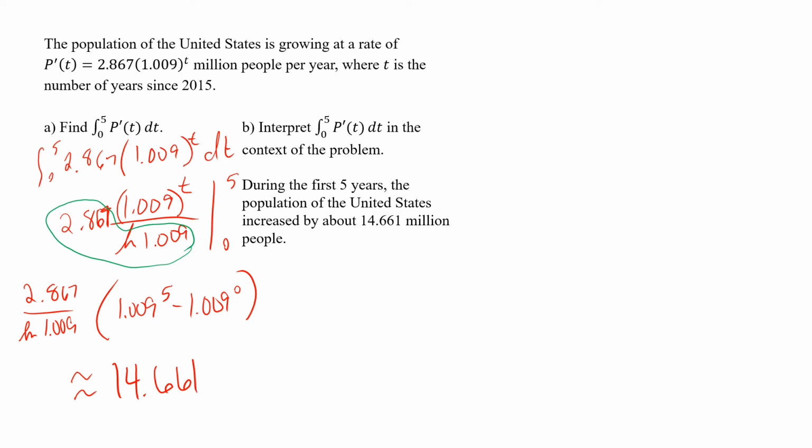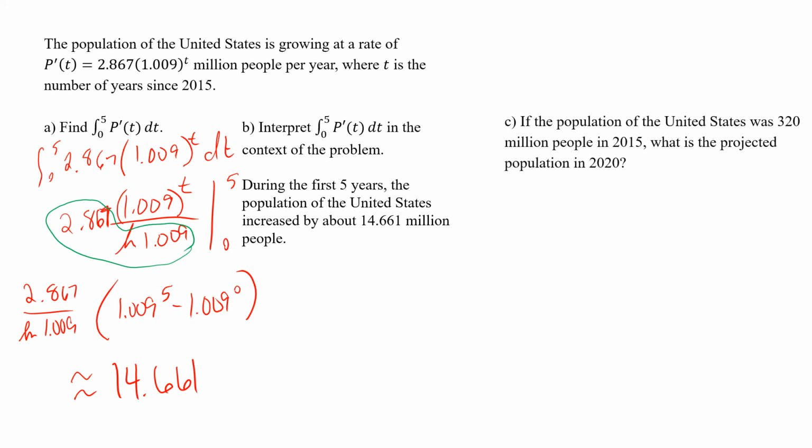However, part C, let's say it was 320 million people in 2015. What's the projected population in 2020? It gives us a starting value. To find the ending value, all we need to use is addition. Just add that to what we found. 320 plus 14.661 is 334.661. And then make sure you answer in the context of the problem.